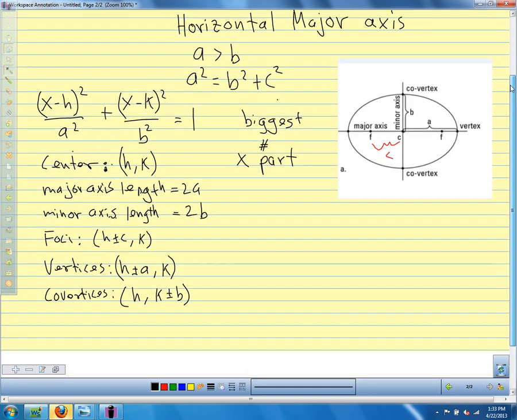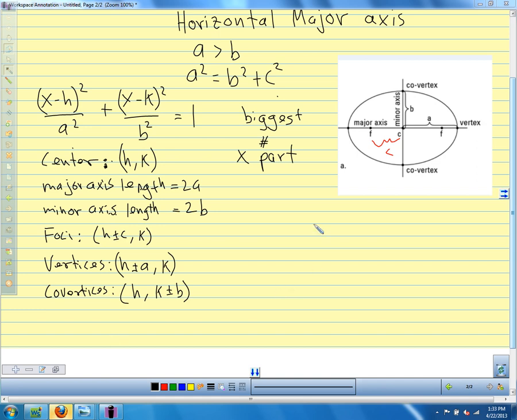And if my center is at (0, 0), then my equation just looks like this. x squared over a squared plus y squared over b squared equals 1. So this is an equation of an ellipse with a horizontal major axis if the biggest number is under the x, if our center is at (0, 0).